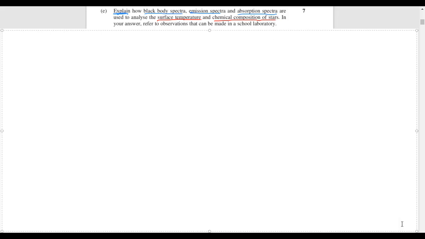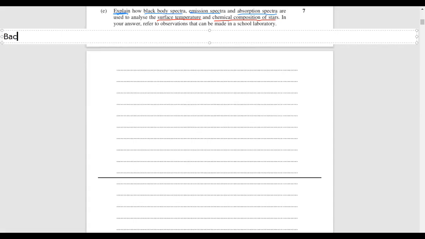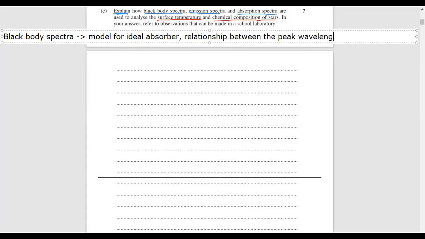Blackbody spectra, how does that help? We probably need to think of how that's related. We understand a blackbody is basically a model for an ideal absorber, and that allows us to get a relationship between the peak wavelength observed, meaning the wavelength with highest intensity, and the temperature.